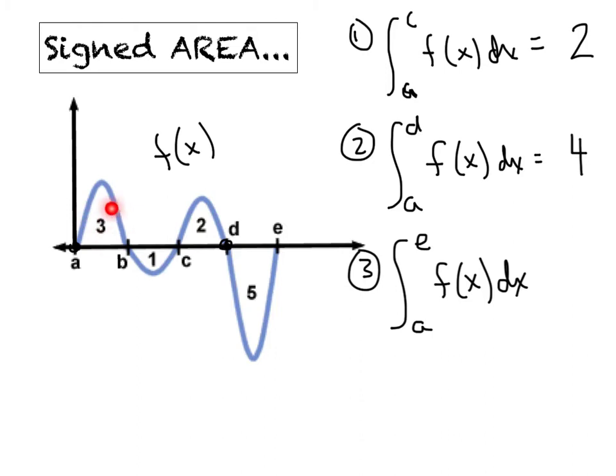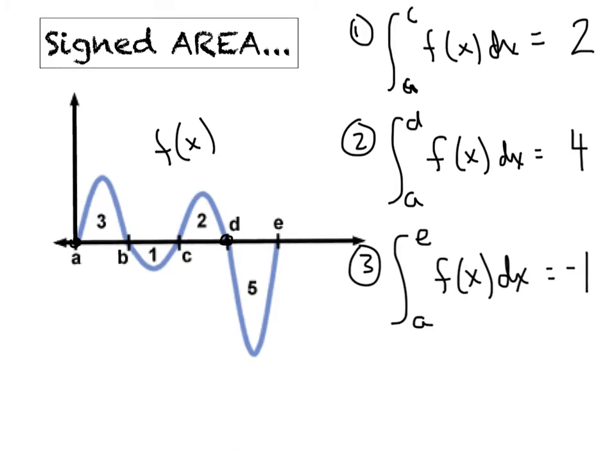Let's see, we've got our 3, our -1, our 2, and our -5. I believe that we have accumulated a net area of -1. And all that negative does is it tells you we've got more region below the x-axis than we do above.